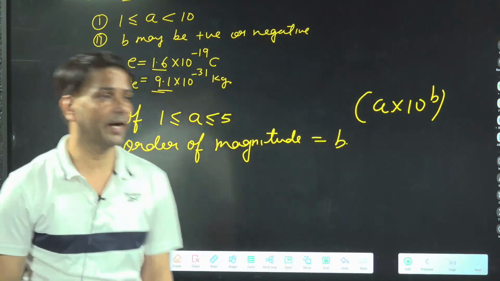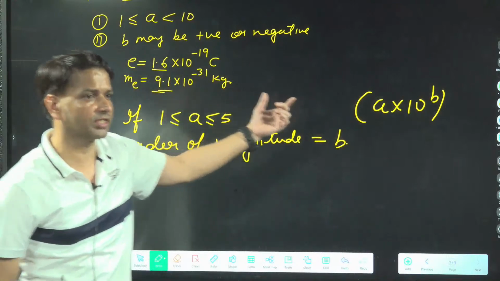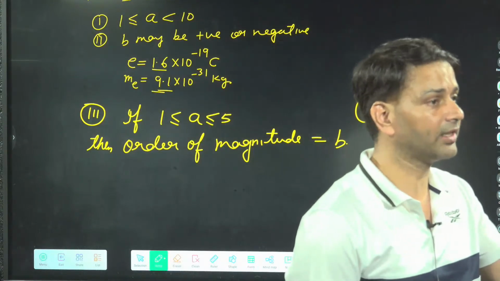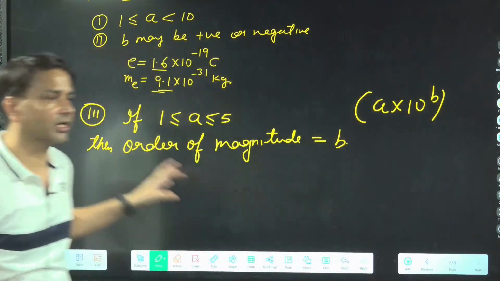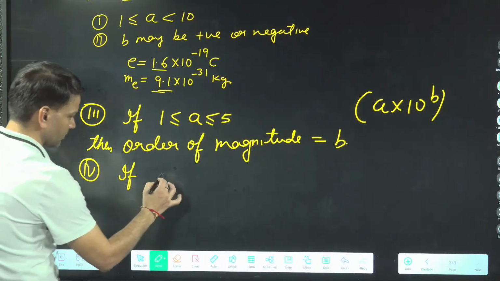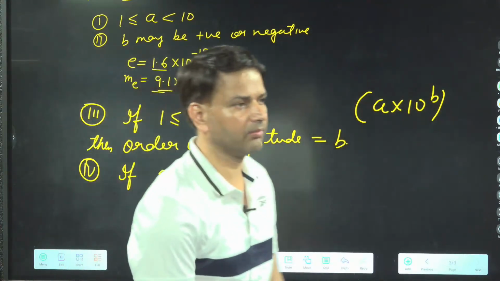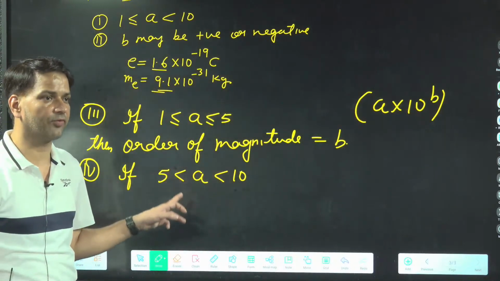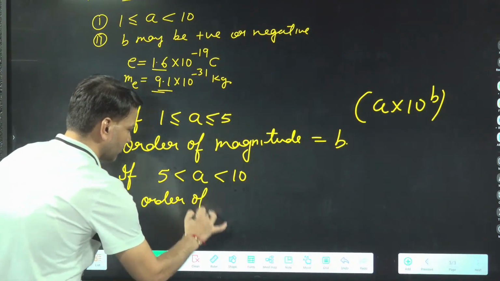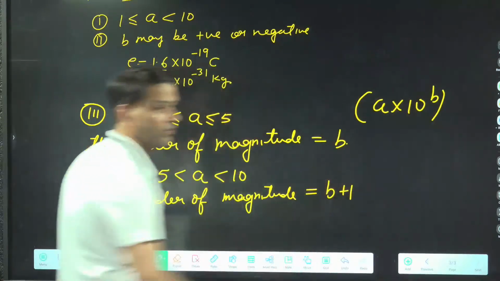So if they ask what is the order of magnitude of a number, first we will write it in scientific notation, A into 10 to the power B, and check the value of A. If the value of A is between 1 to 5, with equality at 5, then the order of magnitude is directly B. But if A is between 5 and 10, more than 5 and less than 10, no equality here, then the order of magnitude you will take as B plus 1.